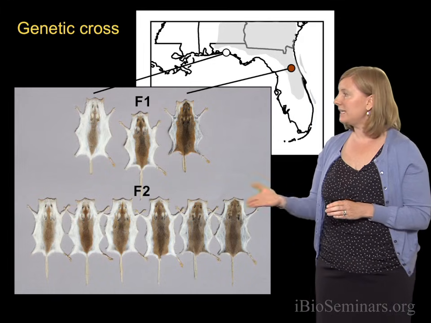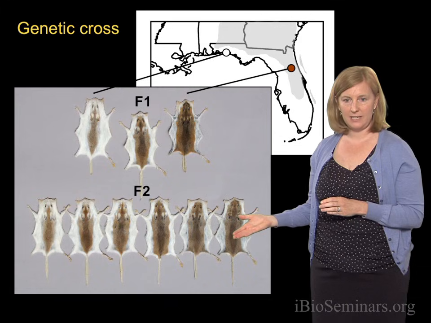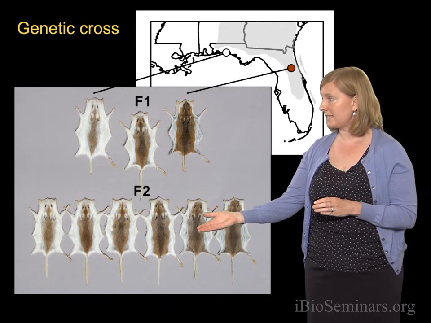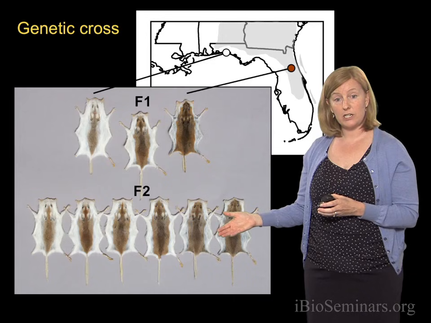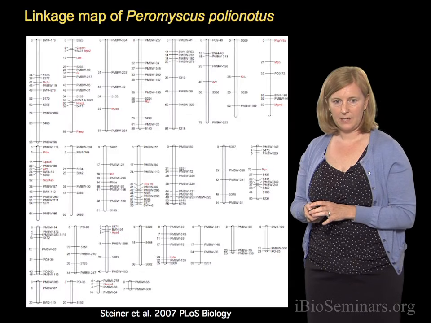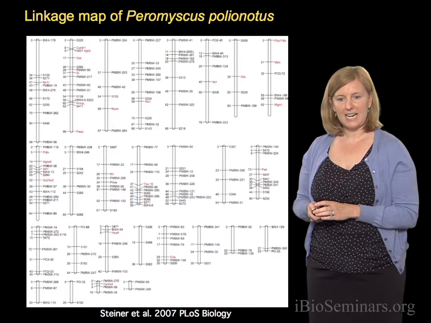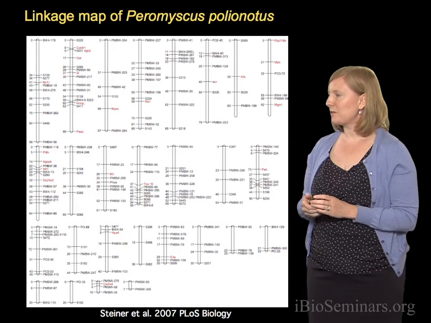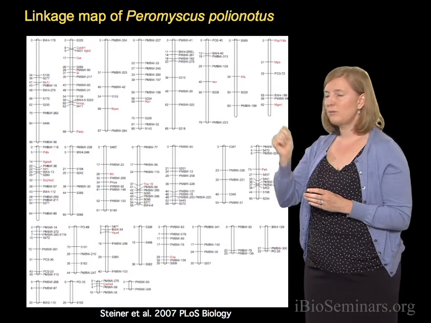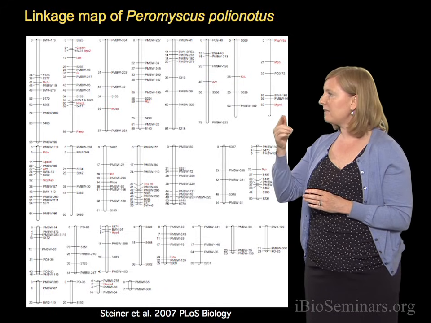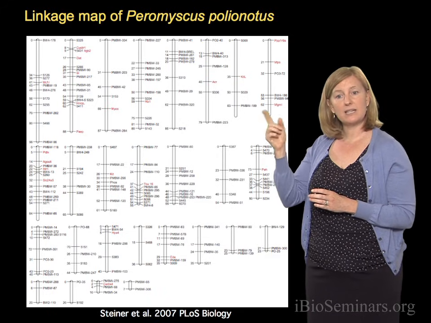So as I mentioned, we then take the color variation in these mice and we measure them in all of these individuals, and then we also genotype them to figure out what regions of the genome come from the light and dark parent. We do this using molecular techniques, and here's the results of that. So each one of these lines shown here represents a chromosome, and each one of these markers is a difference between the light and dark parent.